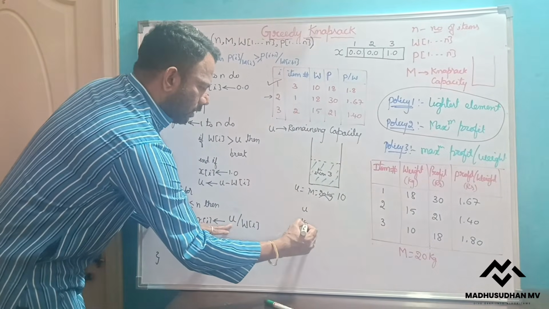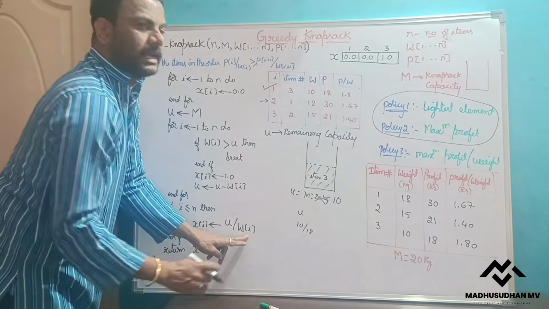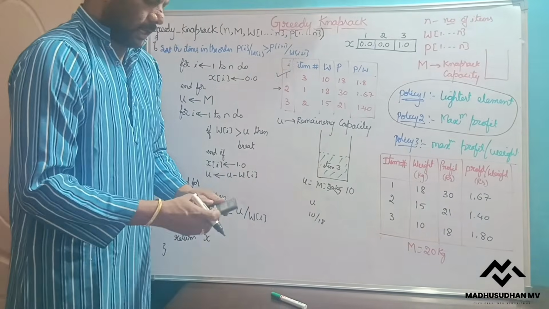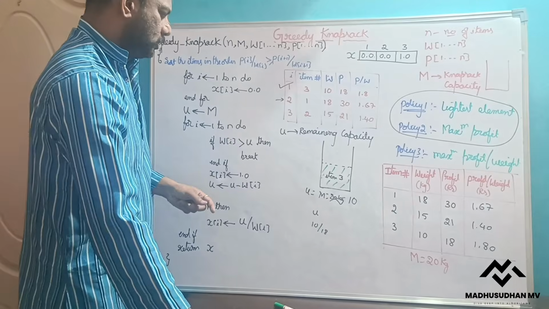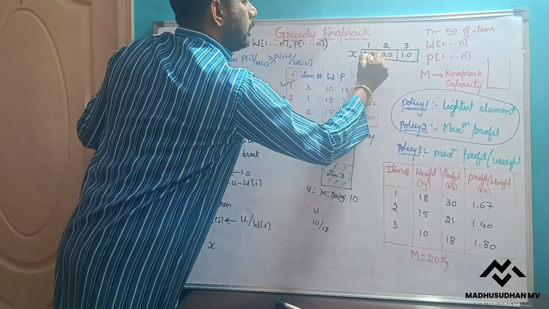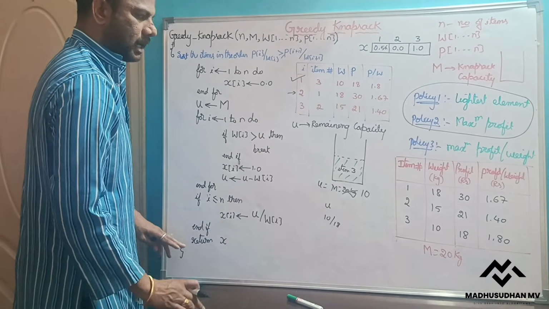So U is 10. That means 10 out of the weight of that object, which is 18. That means 10 out of 18 kg. You stored 10 out of 18. So again, 10 divided by 18 is 0.56. That means you store 0.56 into x of I. This is 0.56 because of this item I stored. So next, that's it, I come out.